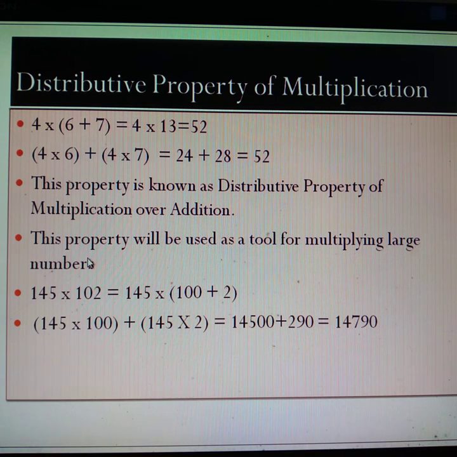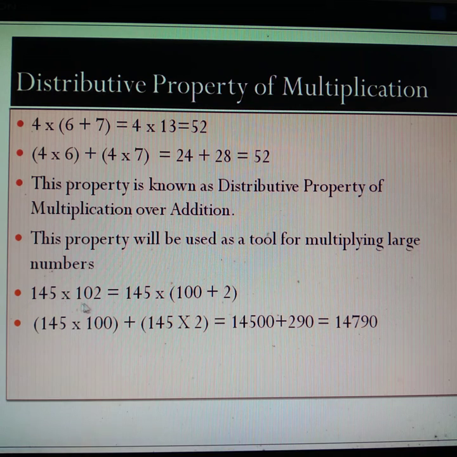Now this property will be used as a tool for multiplying large numbers. In small numbers we can do by adding also, but in large numbers distributive property is used to simplify the multiplication process. See here one example, 145 multiplied by 102. This is a large number, so we have to apply here distributive property.